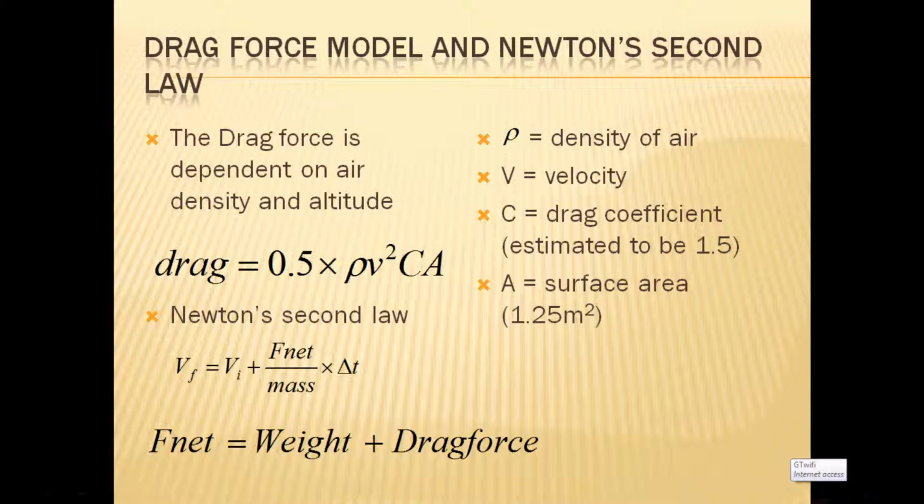I also utilized Newton's second law to update the velocity as he fell from that height. The formula is V final equals V initial plus F net over the mass times the change in time. And F net is given as the weight plus the drag force.